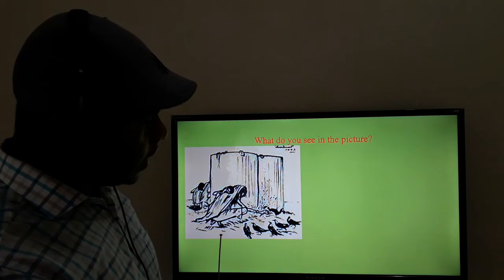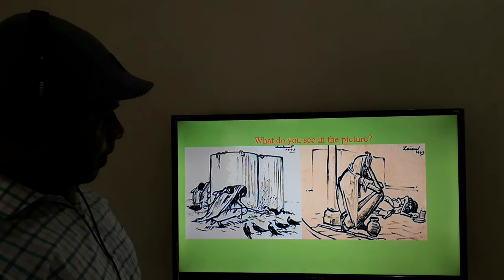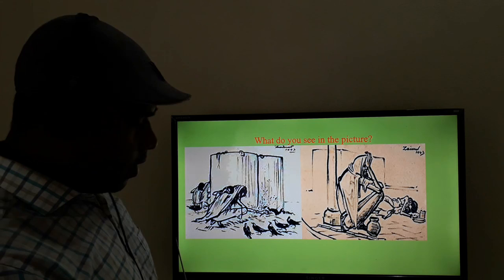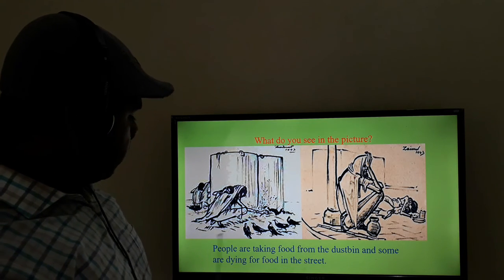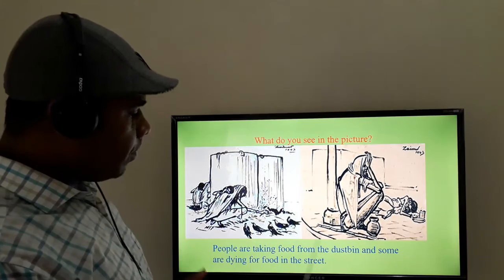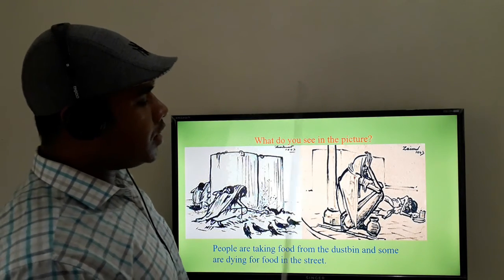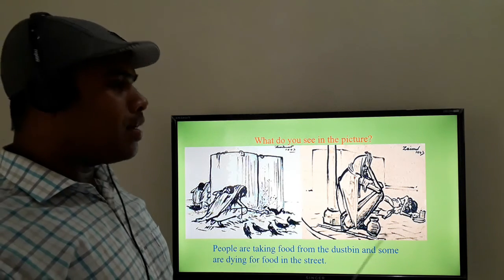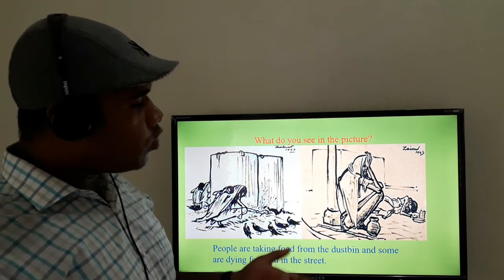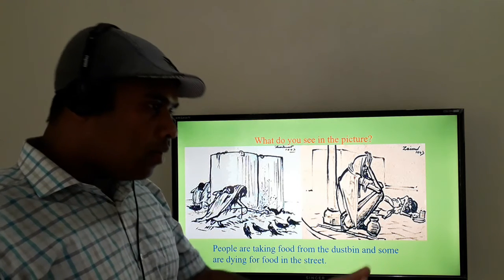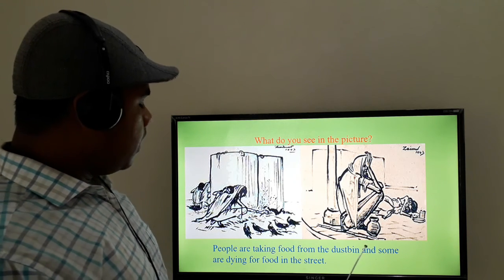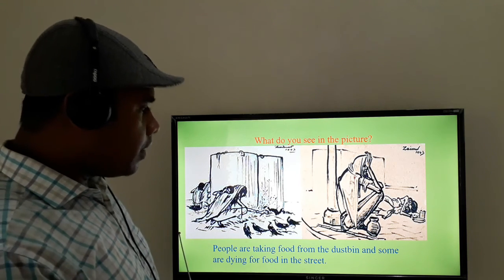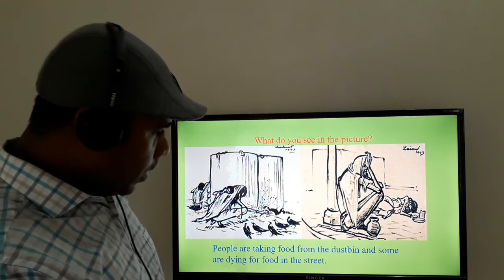First of all, I would like to ask you, what do you see in the picture? What kind of impression grows in your mind after seeing these pictures? You see that people are taking food from the dustbin, the first one, and in the second one, some are dying for food in the street. So this picture indicates some famine, some scarcity that was going on in Bengal earlier. And you can guess who is the artist of that picture. I think you can. And we will clear it later.